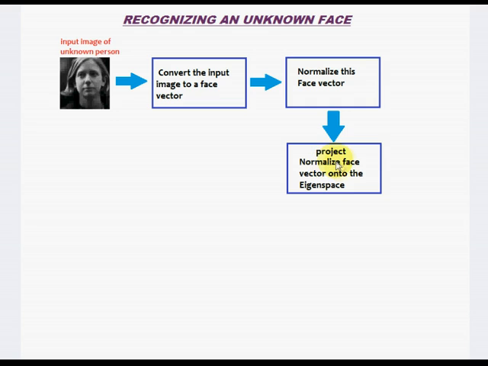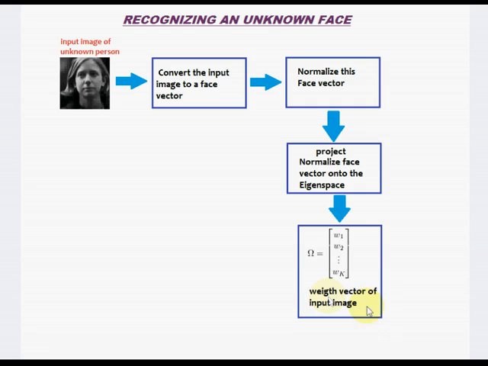The next part will naturally be to project the normalized face vector onto the eigenspace. Now this isn't something new, don't be scared by the words. What it simply means is to represent the unknown face as a combination of K eigenfaces, as we had done in training the recognizer. So once we do that, we get a weight vector of the input image, exactly like what we had found for each of the images in the training set.